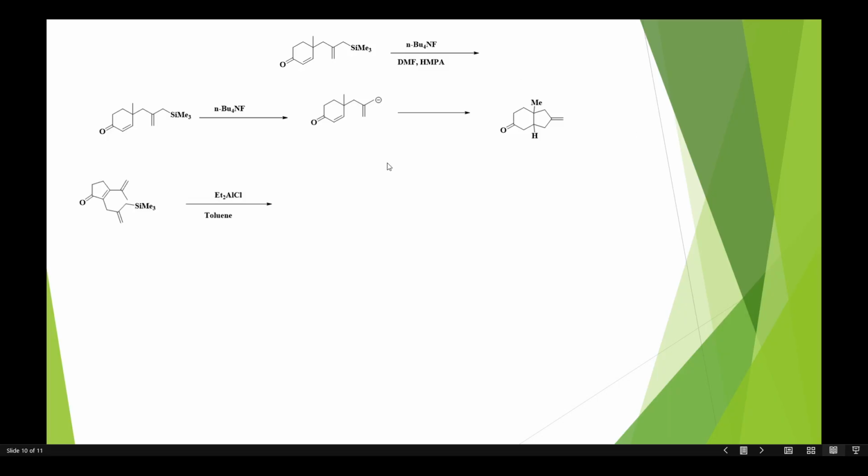And in the next reaction also, we have allyl silane, but instead of the first case, in this second case we have a Lewis acid, diethyl aluminum chloride.